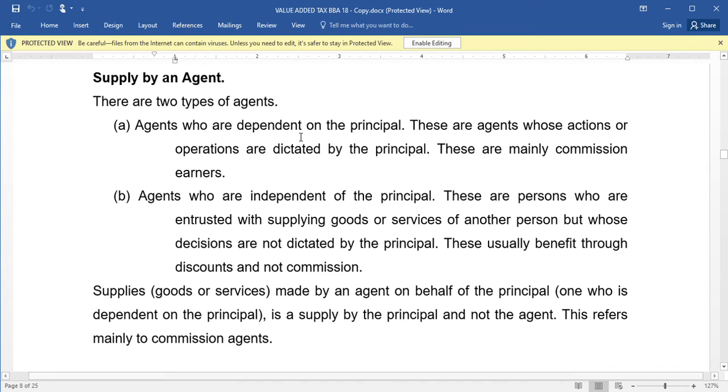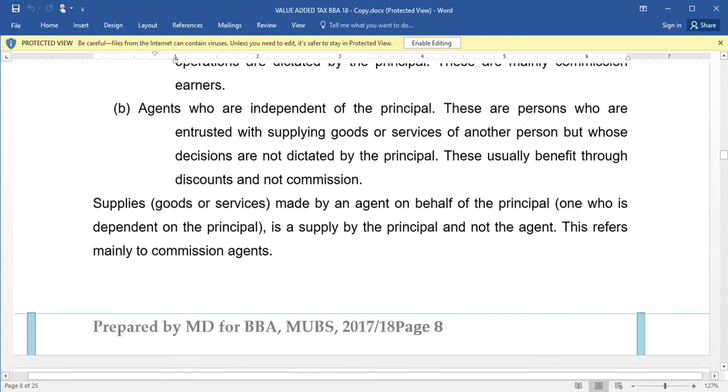Then we have agents who are independent of the principal. These are persons who are entrusted with supplying goods or services of another person, but whose decisions are not dictated by the principal. They are supplying for another person, and they usually benefit through discounts, not commission. So those are the two types of agents.